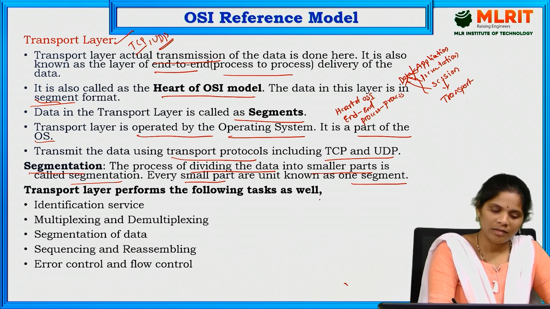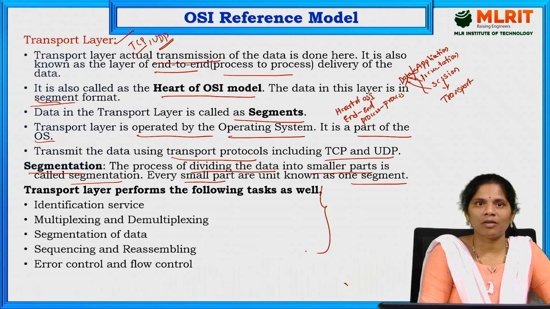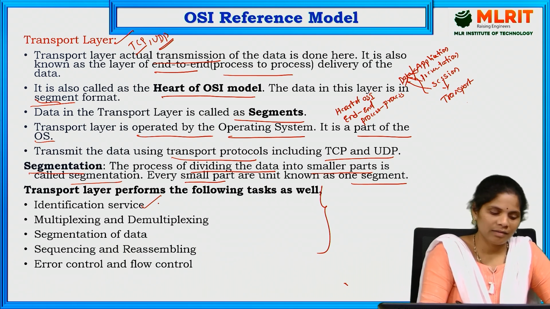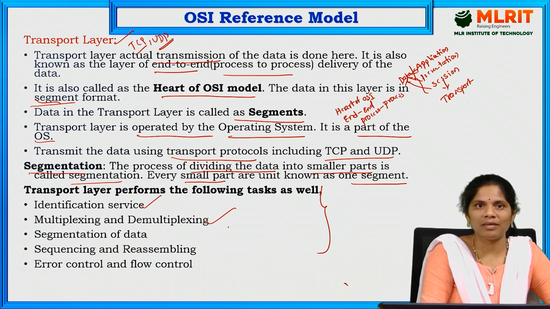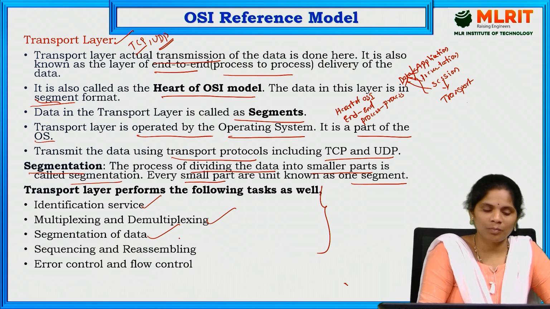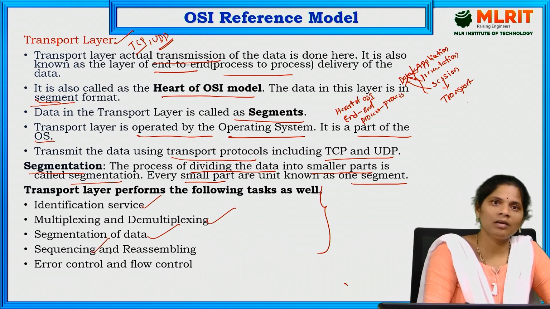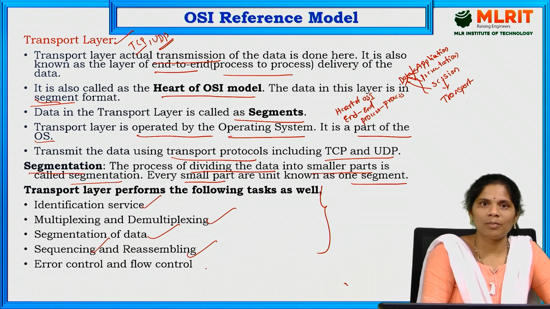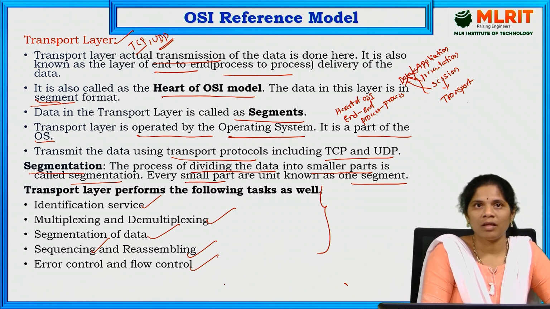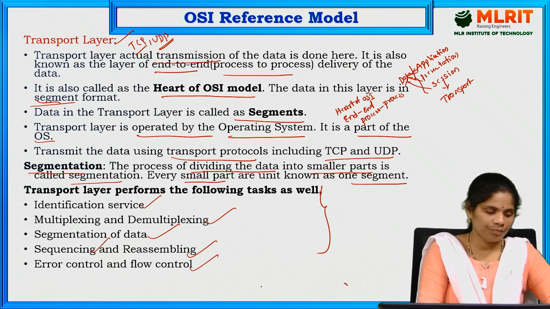And next, these are the services provided by the transport layer. First one is the identification of the service. Next is multiplexing and demultiplexing. Next, segmentation of the data, meaning dividing the data into different segments, then sequencing and reassembling the data, and error control and flow control. Those are all services that come under the transport layer.